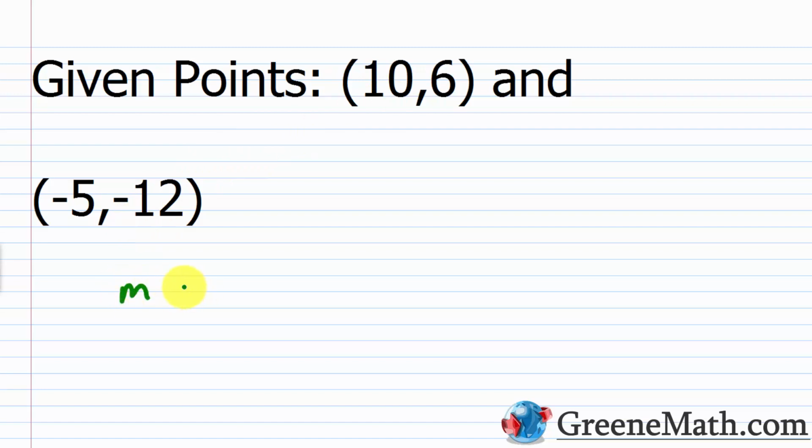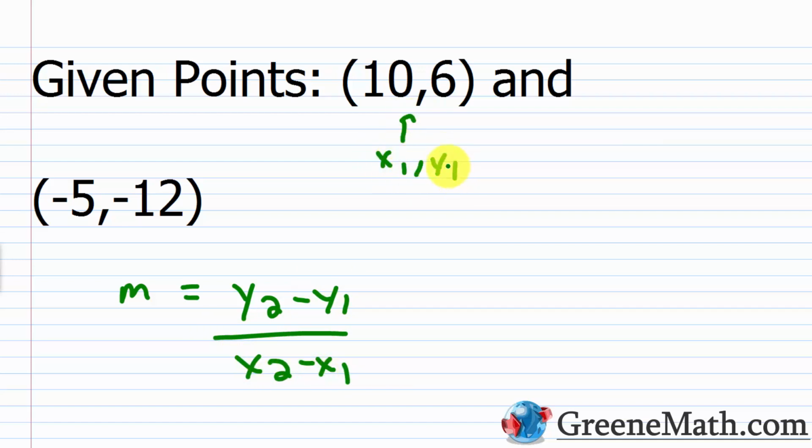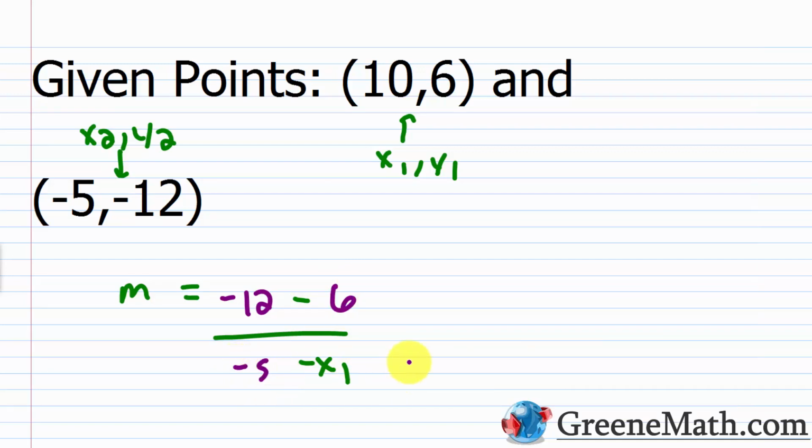So my slope formula, again, m equals y sub 2 minus y sub 1 over x sub 2 minus x sub 1. So let's label this as x sub 1, y sub 1. Let's label this as x sub 2, y sub 2. So let's go ahead and plug in. For y sub 2, I have a -12. For y sub 1, I have a 6. For x sub 2, I have a -5. And for x sub 1, I have a 10.